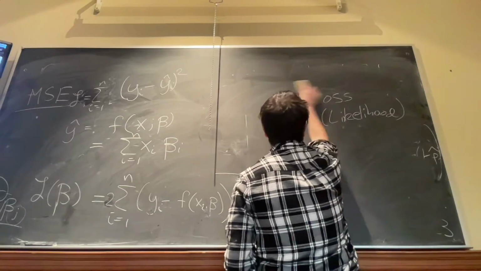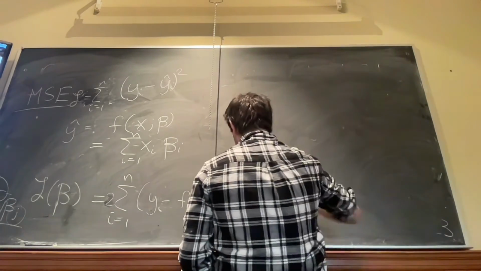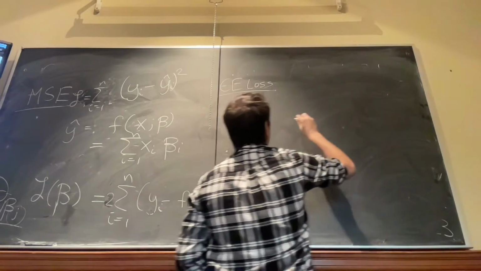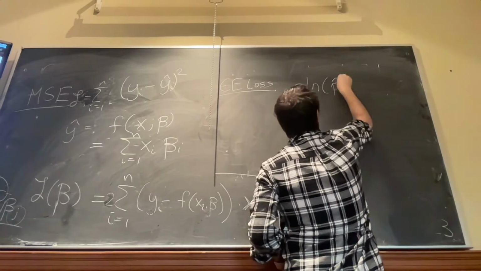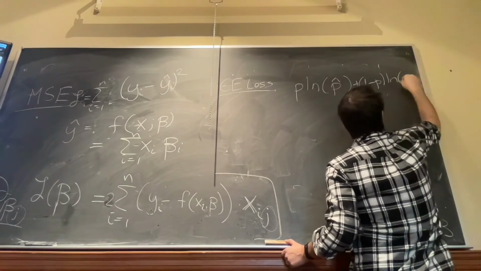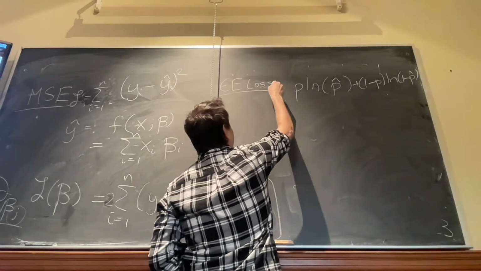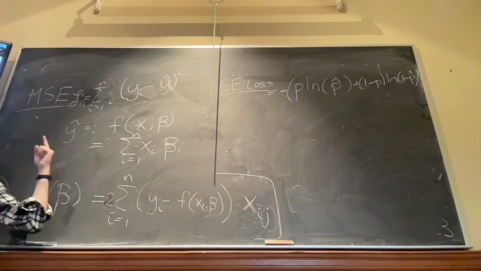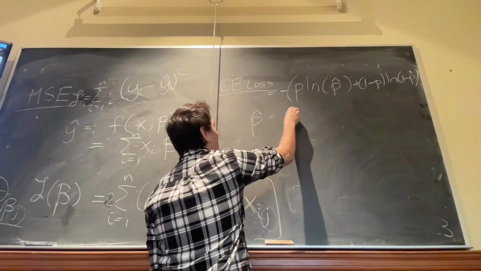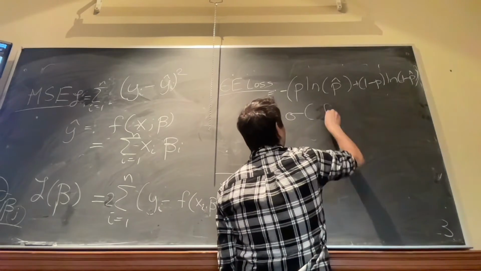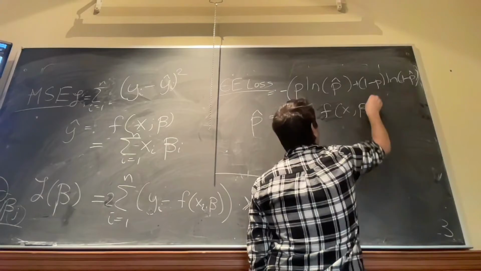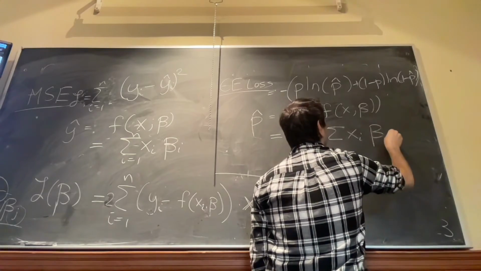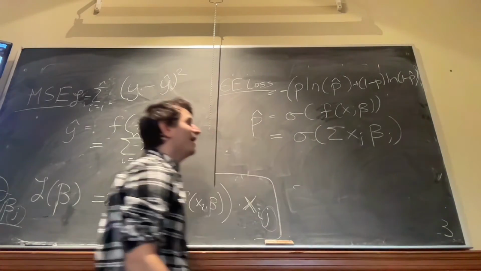What happens if we do that for logistic regression? So in logistic regression, we don't have the mean squared loss, we have the cross entropy loss. We have this thing, p log p hat plus 1 minus p log 1 minus p hat, right? With a negative sign in front of everything. We don't have a linear formula, we have a nonlinear formula with the sigmoid. p hat is sigma of f of x beta, which is sigma of the sum of x_j beta_j.